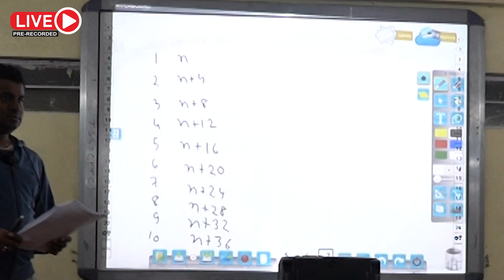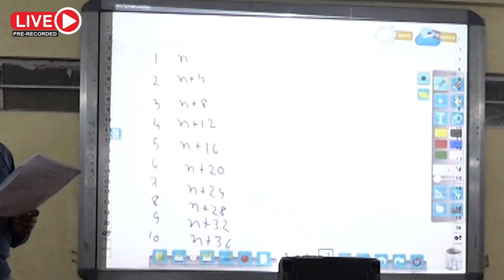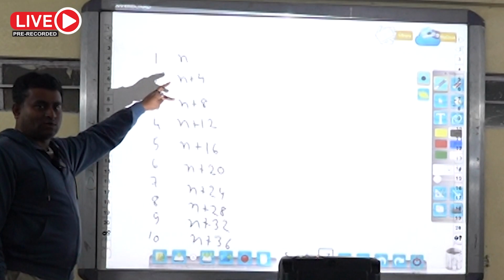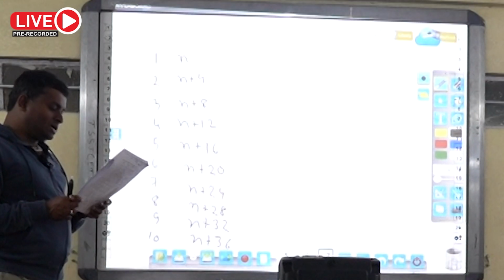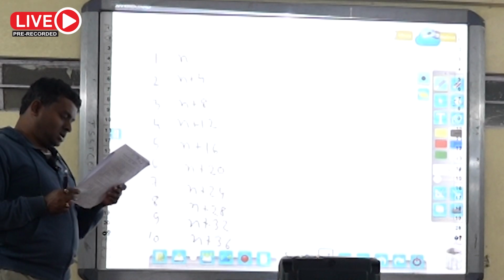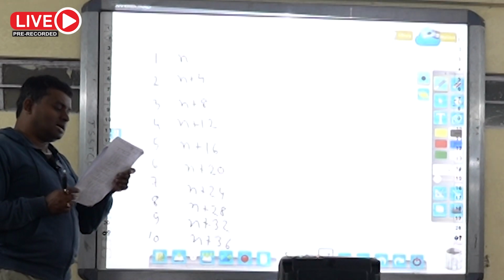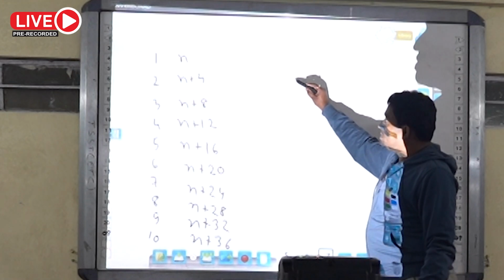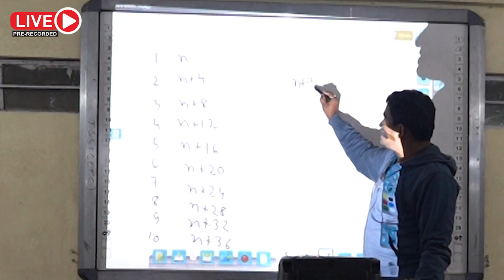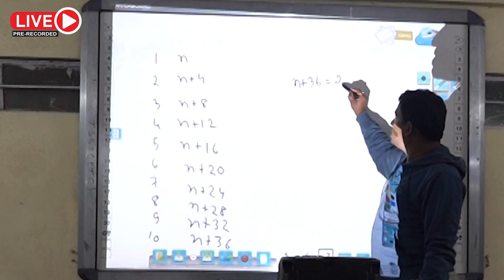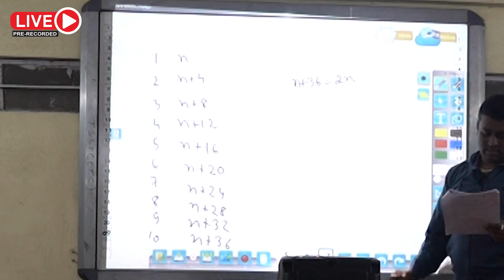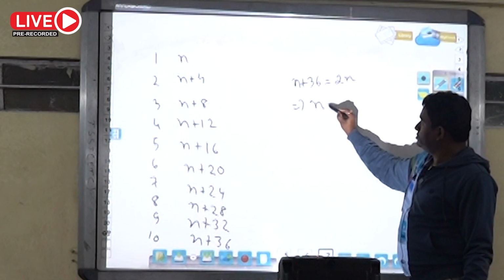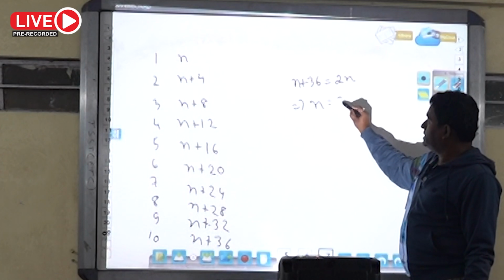Any two will produce 4 beats per second. So if the first one is n, the next one will be n plus 4. So whenever any two tuning forks sound together, they produce 4 beats. Now the second condition says that the highest frequency is twice the lowest. Highest frequency, that is n plus 36, is twice n. So from that we can find n equal to 36.